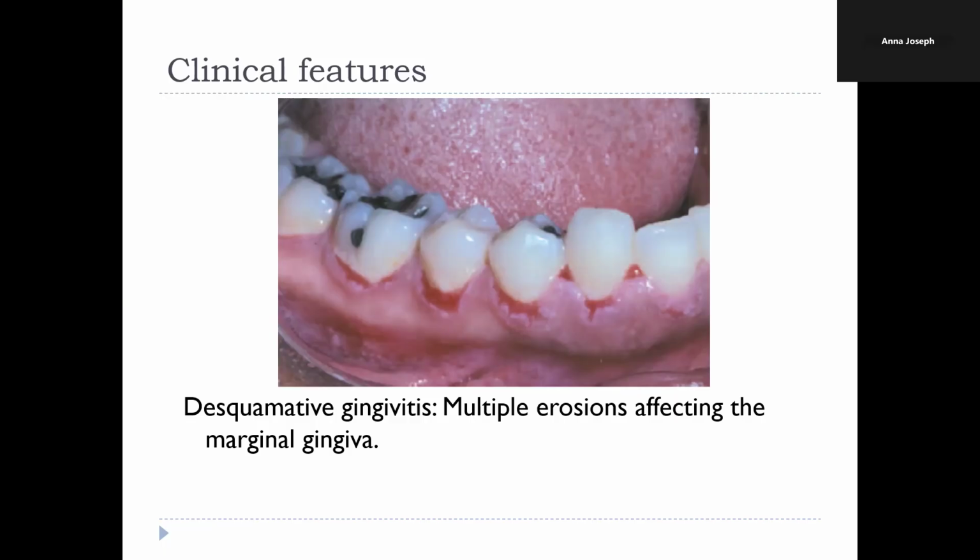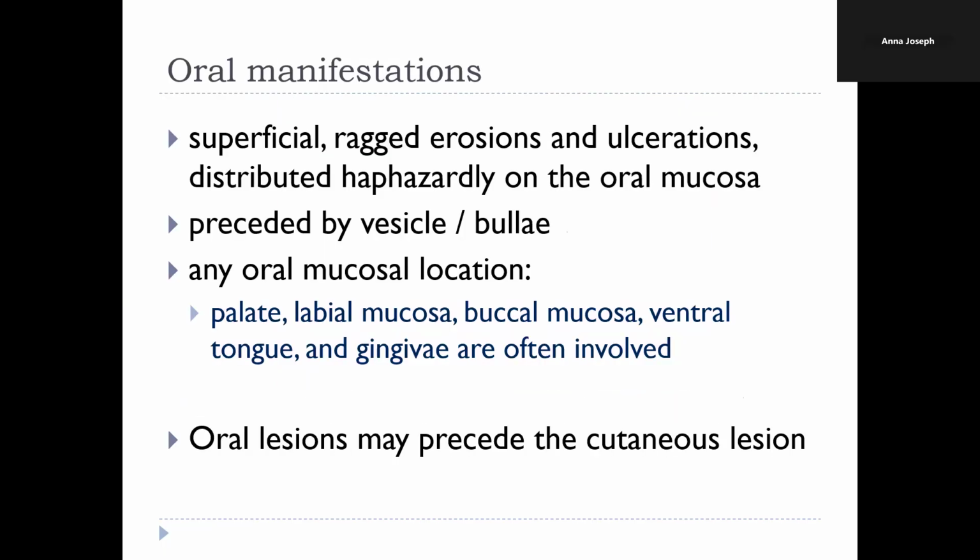Nikolsky sign is when lateral pressure applied to intact skin or mucosa results in peeling away of the skin. This is termed as a positive Nikolsky sign and is a clinical diagnostic test or a clinical chairside test that is used to identify pemphigus from other vesiculobullous lesions. The oral lesions which we just saw can be described as superficial, ragged erosions and deeper ulcerations, which are distributed widely over the oral mucosa.